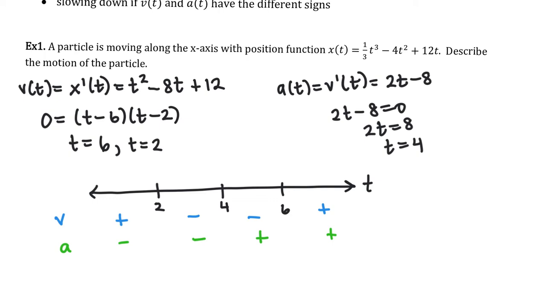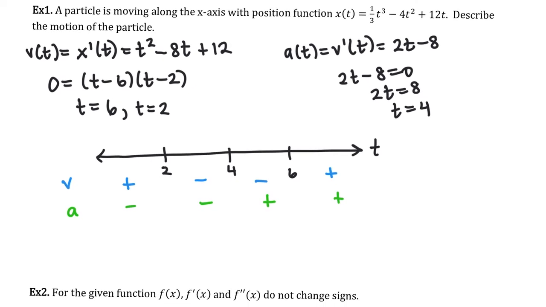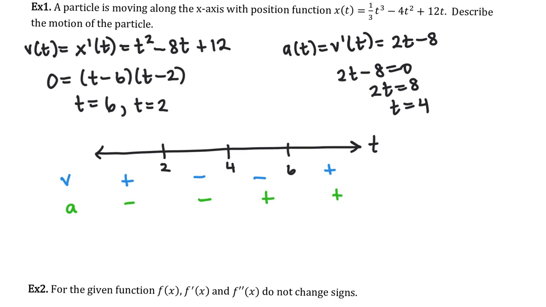Okay, so now that I have all this information, I just want to describe the motion of the particle in terms of speeding up and slowing down. So the particle is speeding up if the velocity and acceleration have the same signs, which would be between 2 and 4, and from 6 on. So let's see. Particle is speeding up.